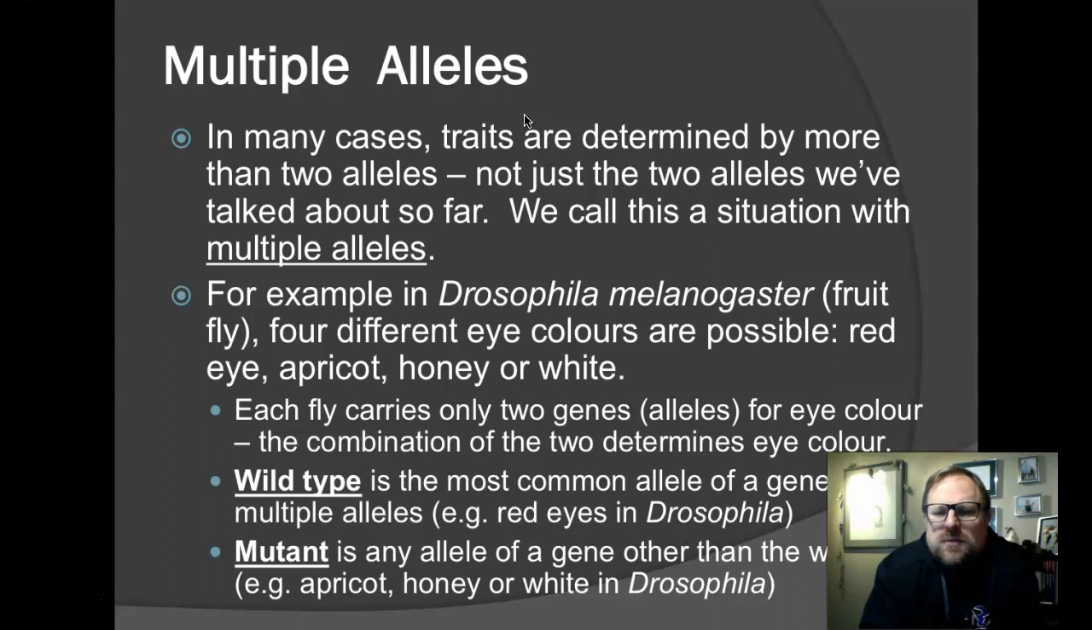So these 2 possibilities are wild type, which is the most common type of gene with multiple alleles. So in the case of the Drosophila, wild type is red eyes. And then there are mutant alleles of this gene, which are colors other than wild type, which includes apricot, honey, or white in the species of Drosophila we're talking about. What we're working with here then is you could be a normal Drosophila with wild type or the most common allele, which is red eyes, or you could be a mutant of some sort with an apricot, honey, or white eye. And we would call it a mutant allele.